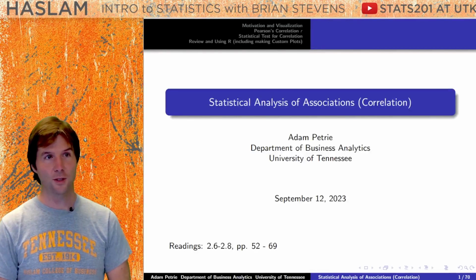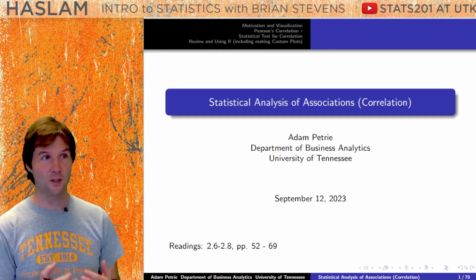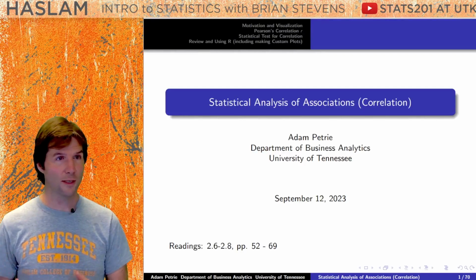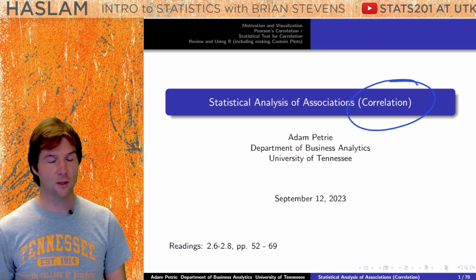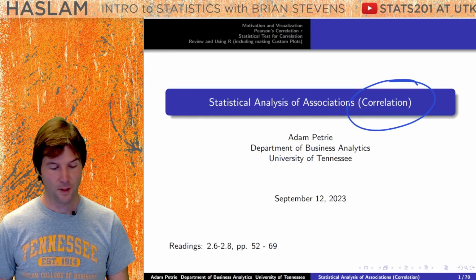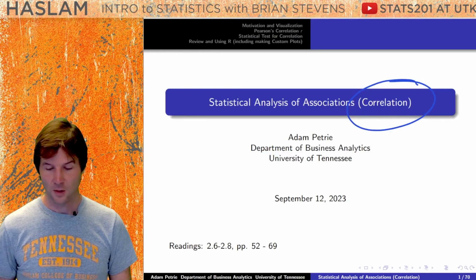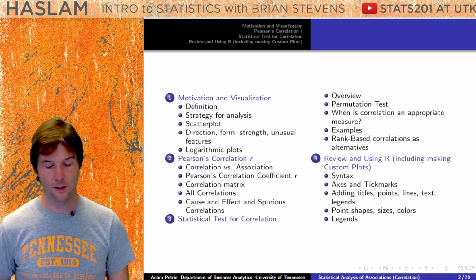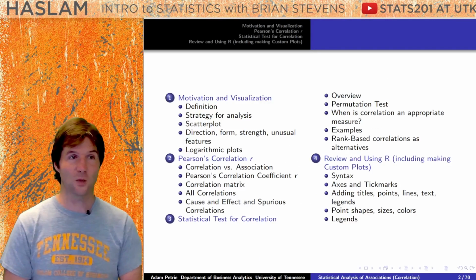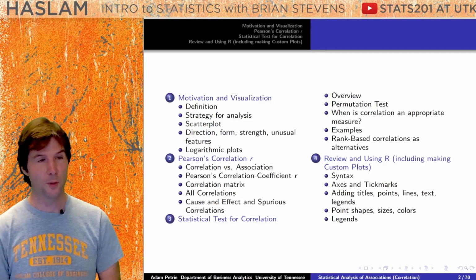This week's discussion is about statistical analysis of associations dealing with correlation. Now, correlation is going to be a key word throughout this lecture, and let's learn a little bit more. The first thing you'll notice right here is we have the outline of what we'll be covering. So here in the outline, you can see the different topics throughout this lecture, which we'll go through most of.